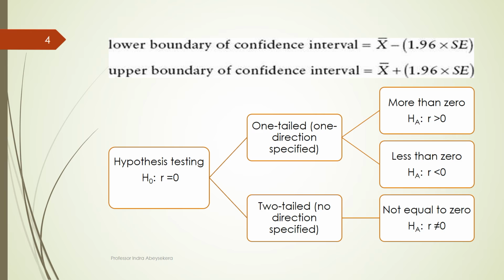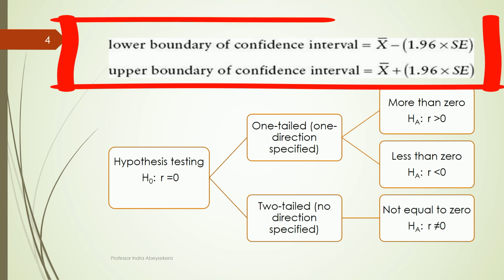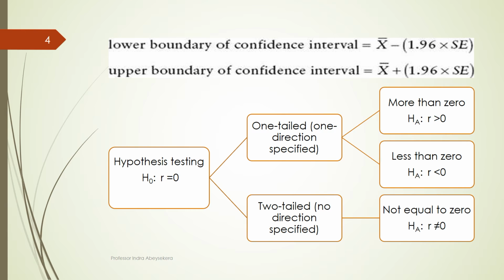So when we want to express the confidence interval, we can use the standard error of our estimate, and at 95%, we multiply that by 1.96. Taking the mean value plus or minus the standard error of the estimate times 1.96 will give us the upper and the lower boundary of the confidence interval.